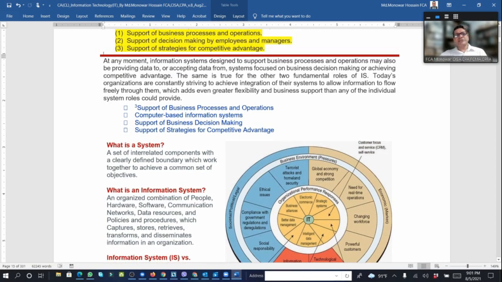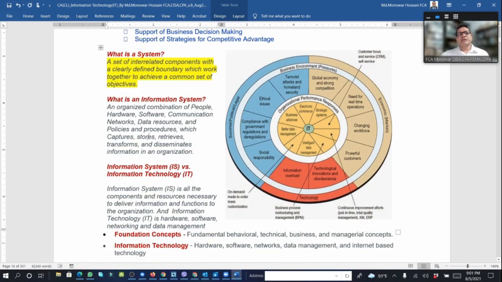So if we see here, support business process, competitive information, and what is a system? A system is a set of interrelated components with a clearly defined boundary which work together to achieve a common set of objectives. For example, the objective of company X is to be achieved through the information system that is established or implemented within that organization.